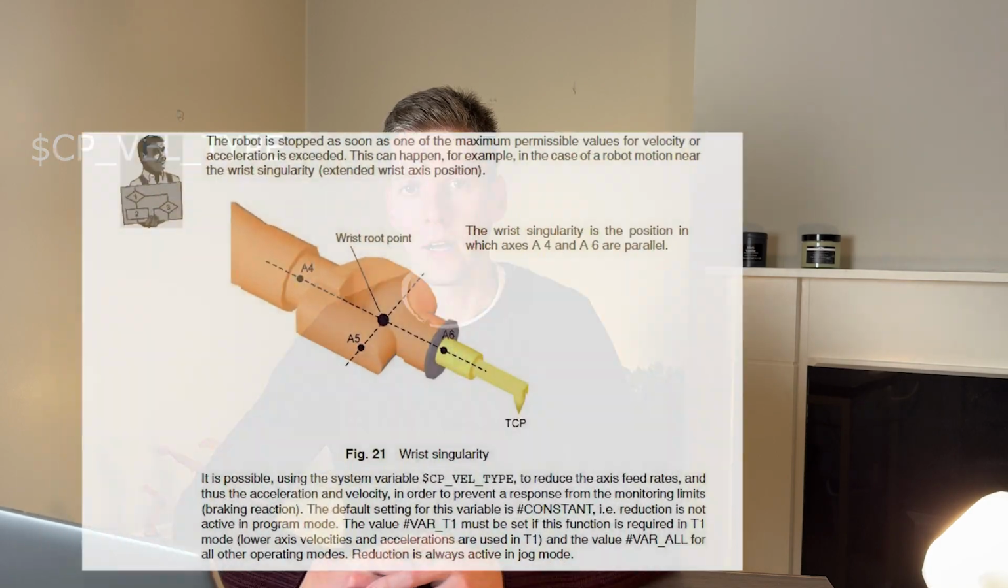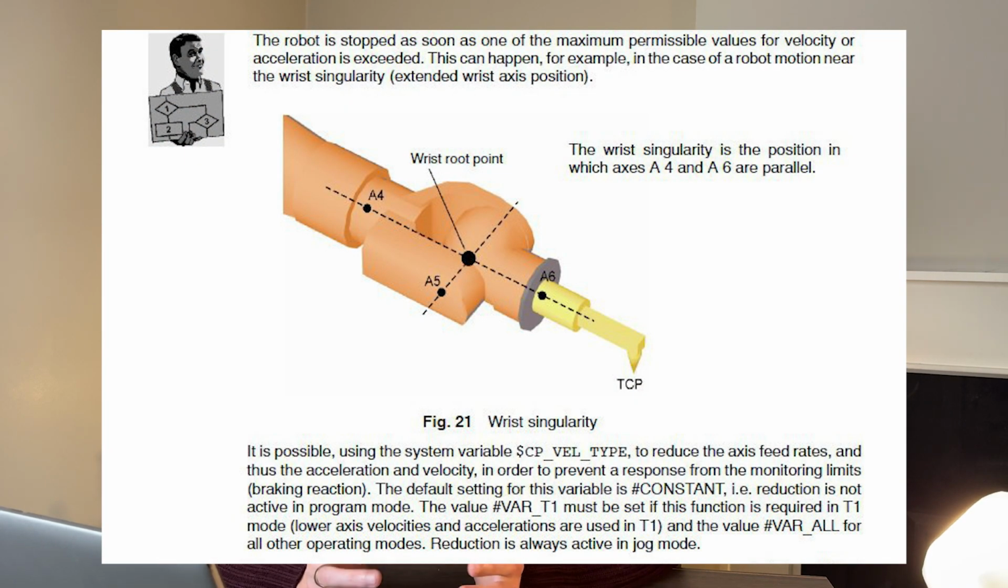This feature is a CP type variable, and it might have several values. Using this variable we can reduce the robot feed rates. Thus we can reduce the robot speeds and robot acceleration when the robot goes through the singularity motions.